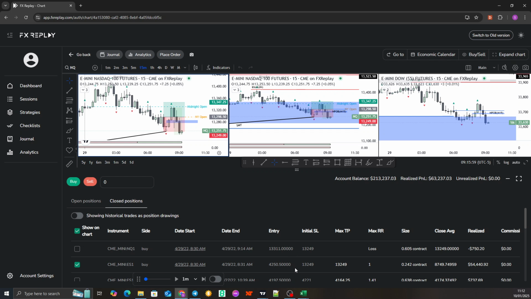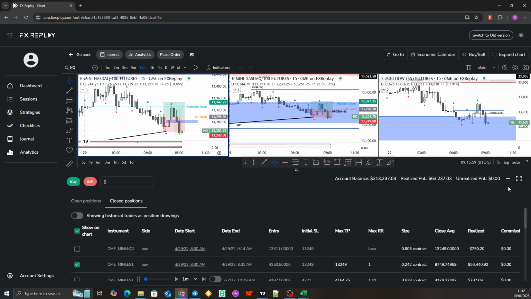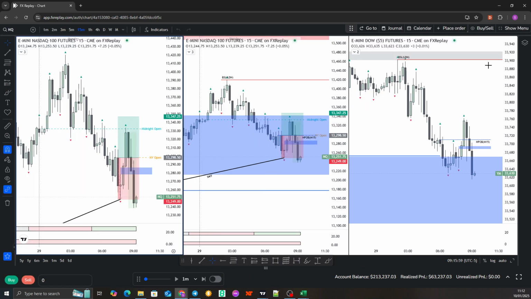Like the entry, weirdly, on ES. I don't know. Extremely weird. So we have to disregard that trade. Can't delete it or anything. So, all right. So anyway, we took the loss. We take that.